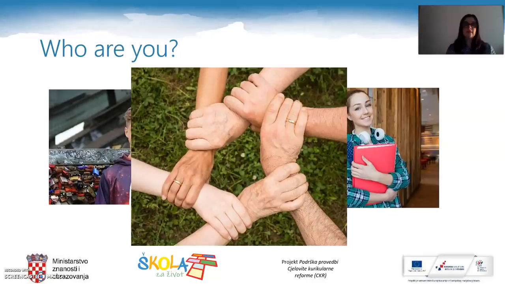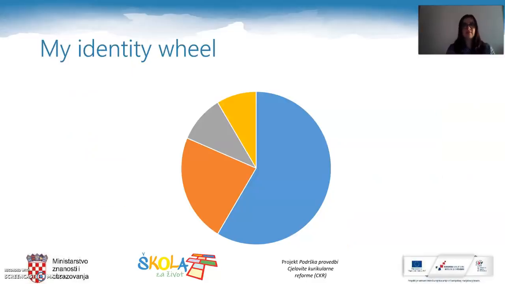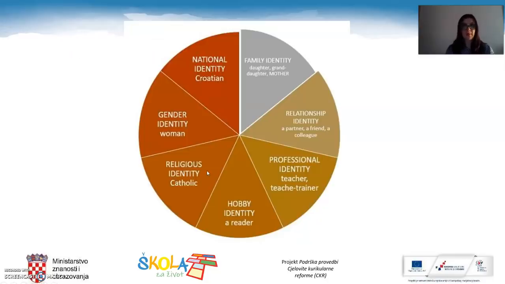In order to get a broader picture of who we really are, here is the next activity. My identity wheel. My identity wheel is in the shape of a pie. So you will draw a pie in your notebook. It can have as many slices or pieces as you want them to. Here is mine to help you.